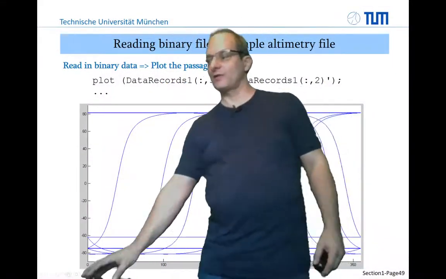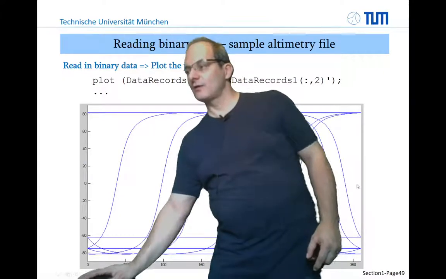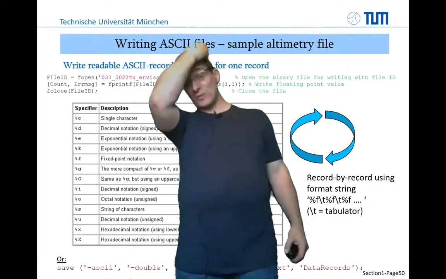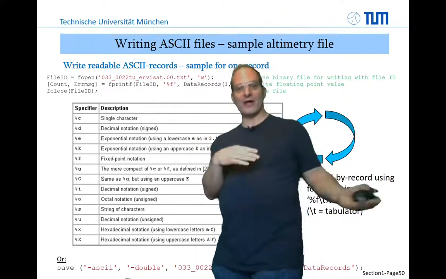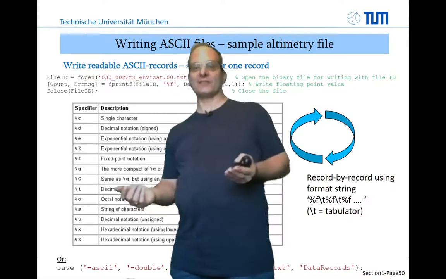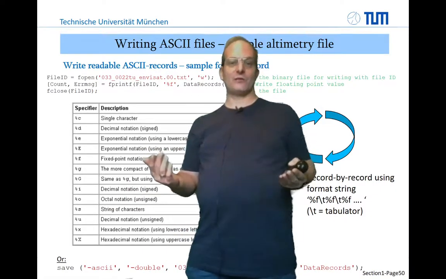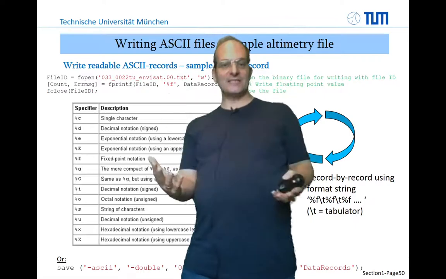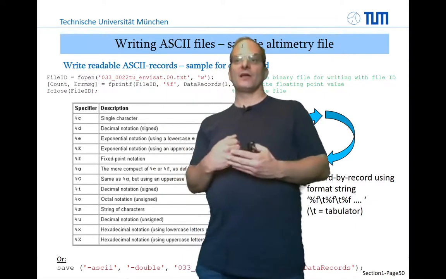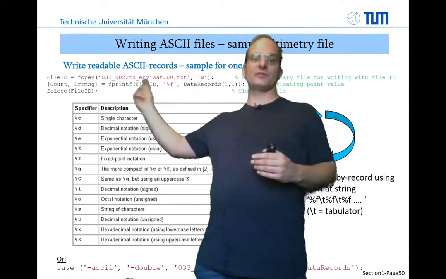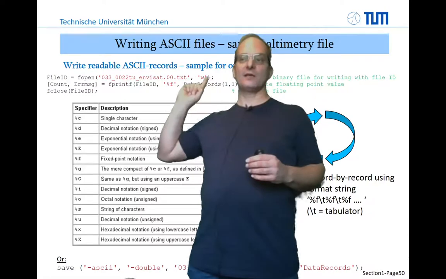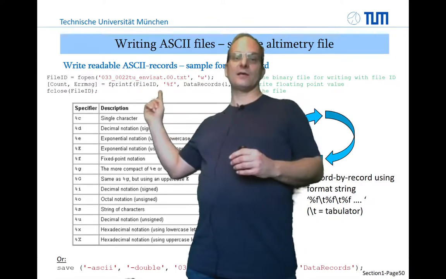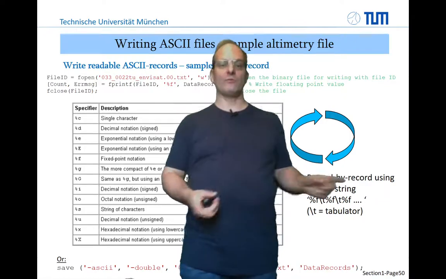So, with this information, we can read the binary data, and then we can use our knowledge that there is a difference between binary and ASCII, and we can create files with ASCII information of the same data, so that the complete table, the complete matrix, is stored as an ASCII file, a human readable file. You can do this with these functions here. You open the file for writing, and then you can use the fprintf function to print all of the data with a special format. And here you have all of the formats available.